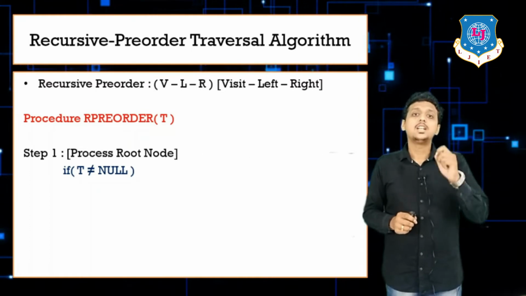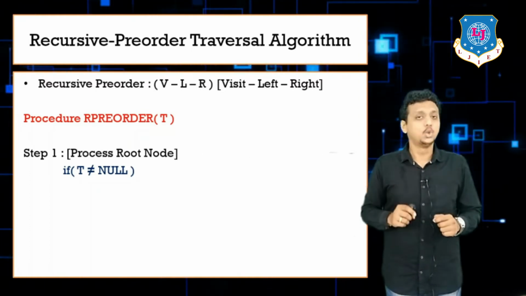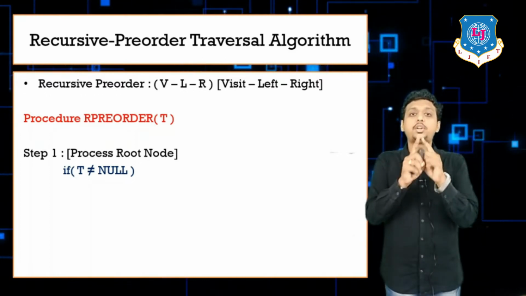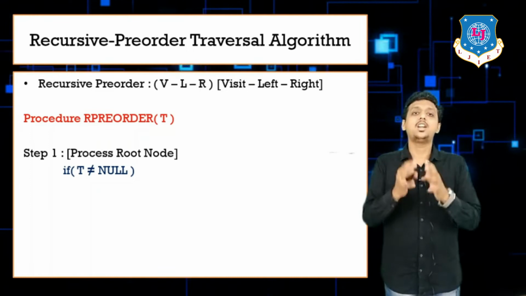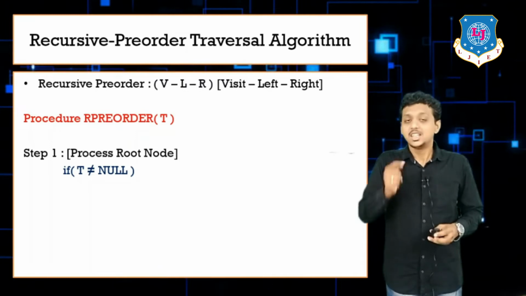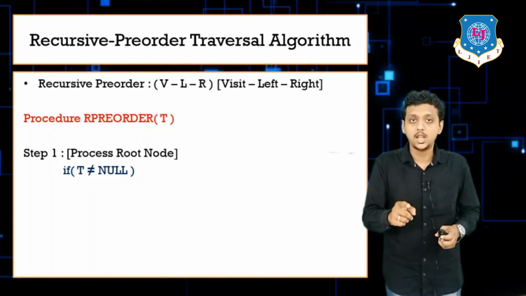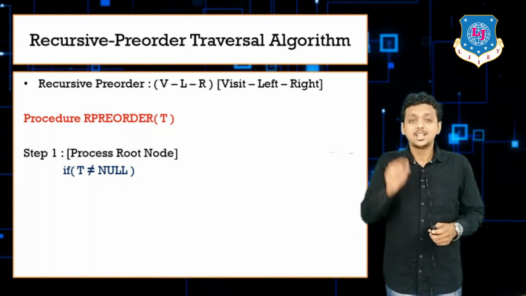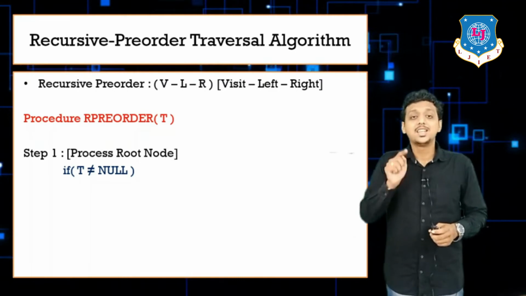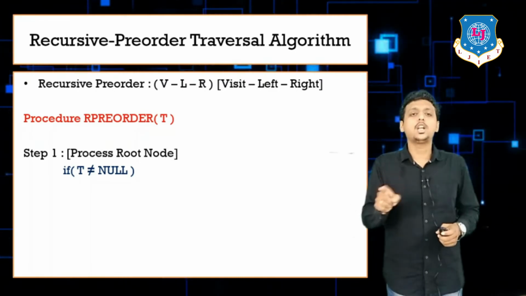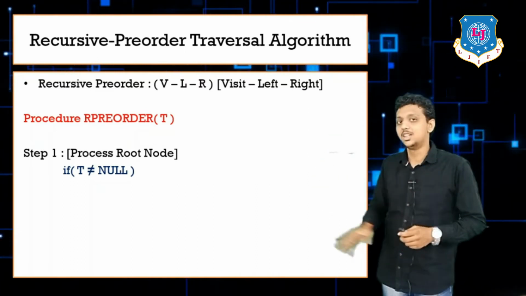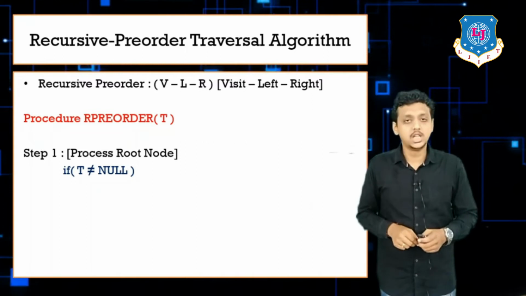Students, T is the pointer which is pointing to the root node. Suppose T is pointing to null, that means there is no tree, or we can say the tree does not exist. If a linked list does not exist, then the first pointer is pointing to null. If a stack does not exist, then the top pointer is pointing to null. If a queue does not exist, then the front and rear pointers are both pointing to null. Same like that, if my tree does not exist, then my T pointer is pointing to null.